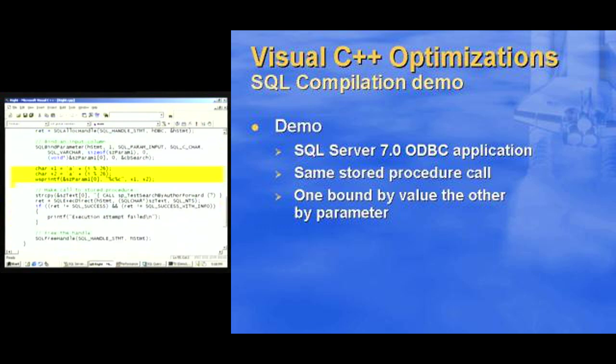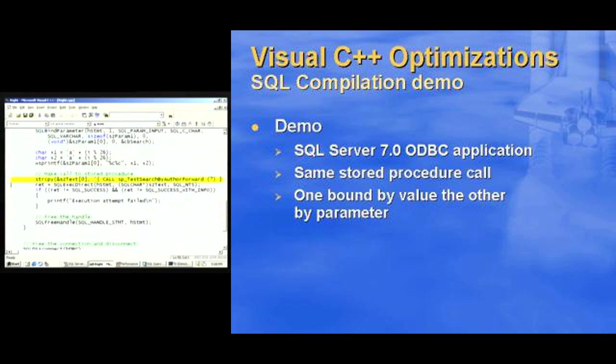At this point, we call the test search by author forward. By the way, this was the stored procedure we actually used in the run. And notice now that we have the paren, question mark, paren. So every time we call it, it's always going to be the same guy. Let me get my SQL Server started up here again, and let me just build this, make sure it's all built.